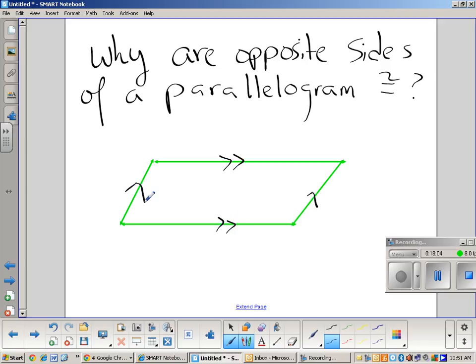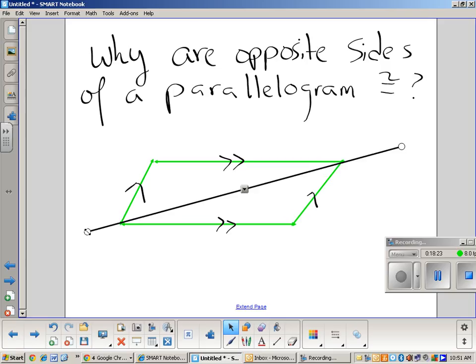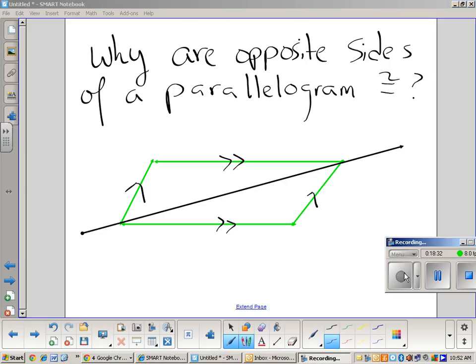Now, there's a parallelogram. If I were to draw a diagonal in here, let me do that in a different color here. And I'm going to actually extend these out. I want you to concentrate on the fact that this is a parallel line, this is a parallel line, and that's a transversal. Okay?